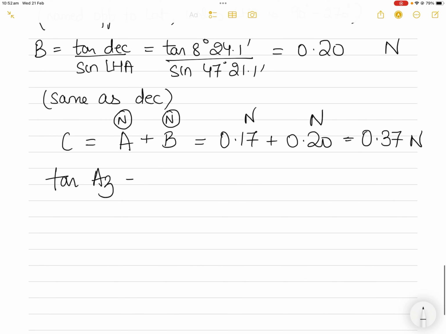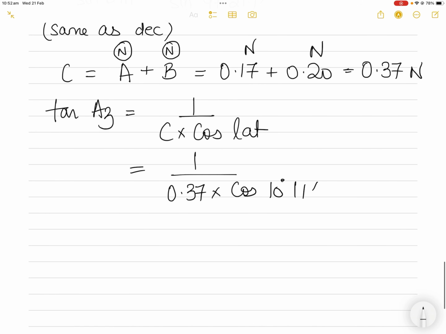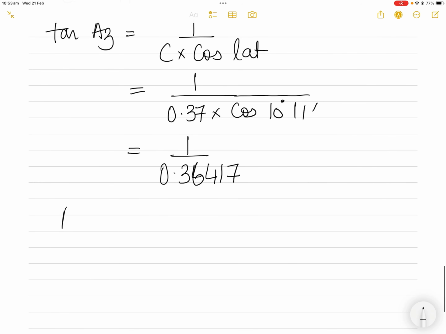And then we have tan azimuth equals 1 divided by C times cos of latitude, which is equal to 1 divided by 0.37 multiplied by cos of latitude, 10 degrees 11 minutes. Often in the calculator, students just put 1 divided by 0.37 multiplied by cos of 10 degrees 11 minutes without using brackets. Don't do that. The calculator will get confused, you will get the wrong answer. So either you solve the denominator first or you put the denominator in brackets when you put these values in the calculator. Otherwise you will get the wrong answer.